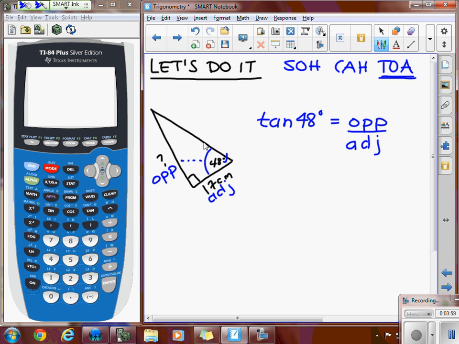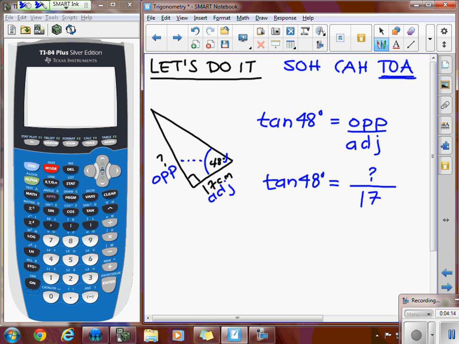Now we fill in some of the information that we do know. So we're going to keep the tan of 48. We're going to say the tan of 48 degrees is opposite over adjacent. Well, in my diagram, the opposite is the unknown. That's my question mark. And my adjacent was 17.